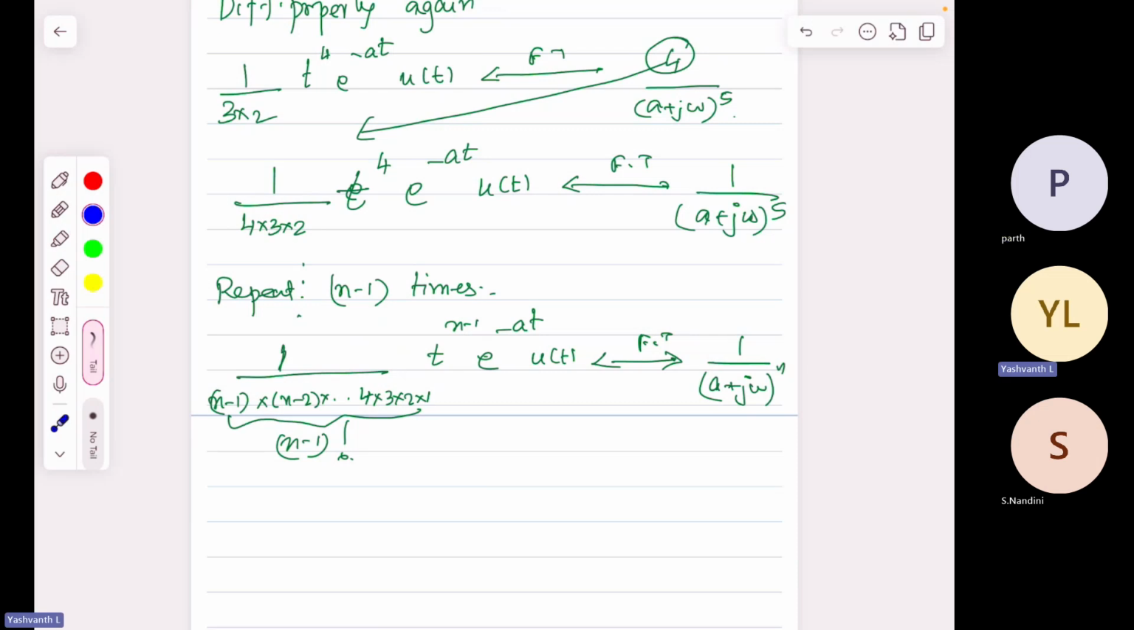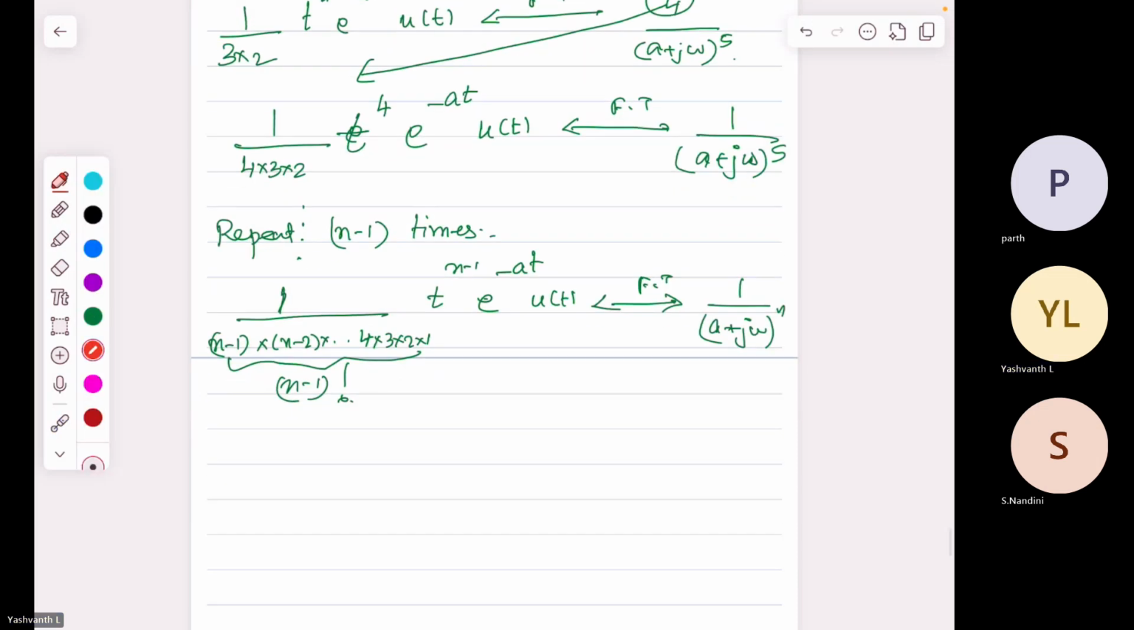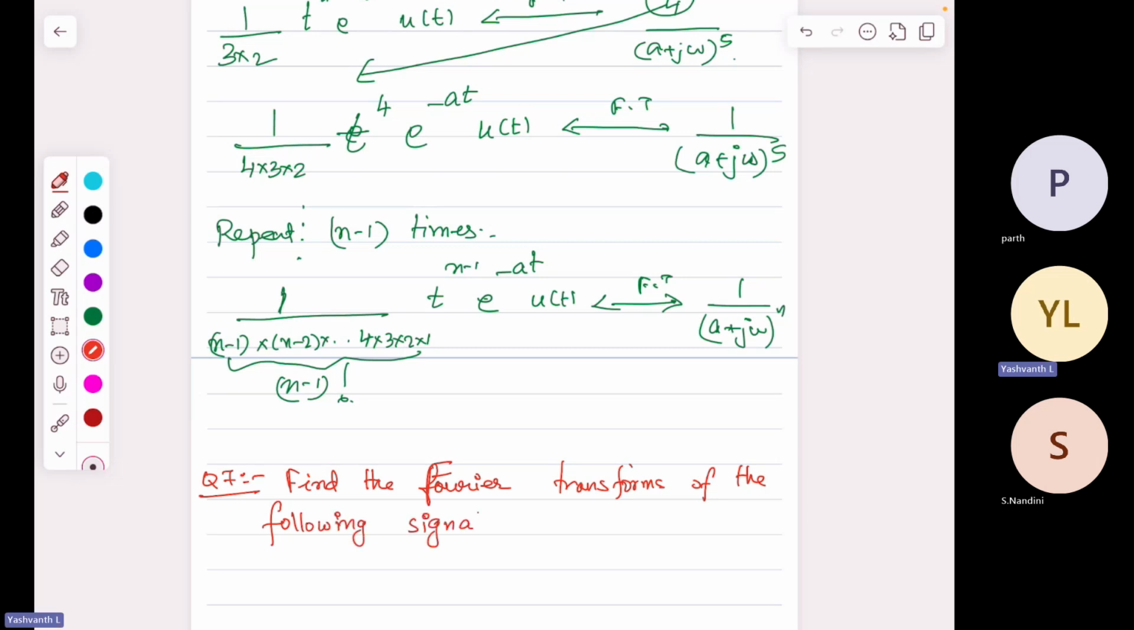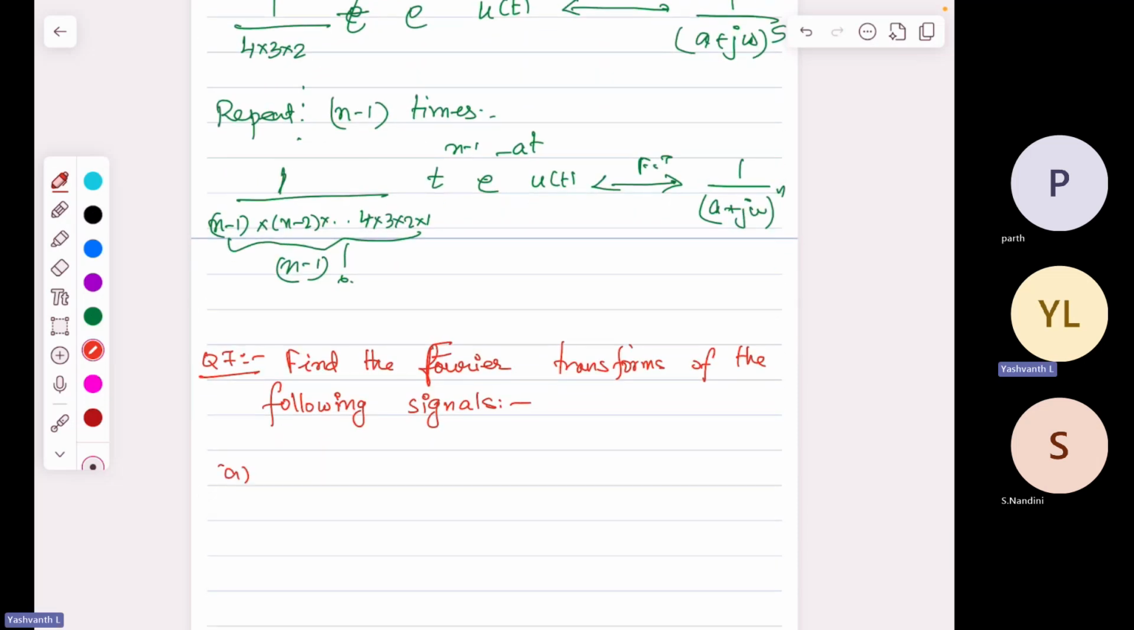Yes, sir. Okay, great. Now question number 7. Find the Fourier transforms of the following signals. A, x of t equal to 1. B. Okay, let's do one by one. X of t equal to 1, let's do first. Now, do you want to try it? How to solve?